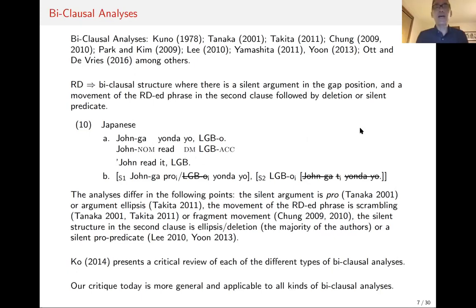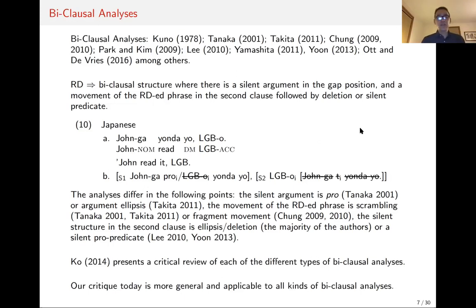So before going into the actual analysis that we are going to present, there's a particular kind of analysis of right dislocation that is growing in popularity. That is the biclausal analysis plus silent elements, such as ellipsis or a silent predicate. So there's a long list of people. Again, Kuno sensei was like a fortune teller, right? He could anticipate the kind of analysis that people would really appreciate later. This analysis comes not only from Japanese, but also from Korean studies, as well as, let's say, Germanic, such as Ott and de Vries' recent paper.